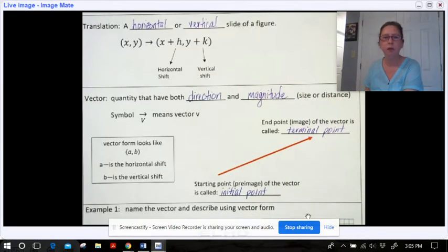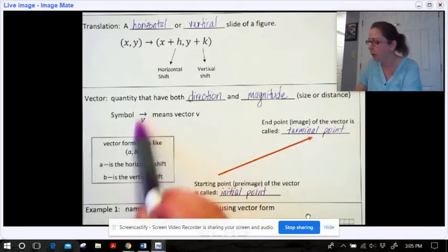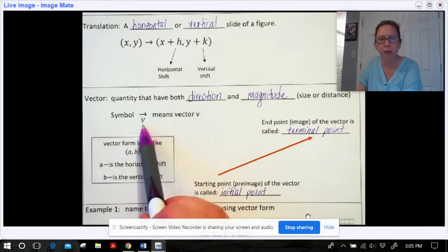This symbol right here represents a vector. That symbol means vector V. The line above it with the arrow means vector, and the V underneath it is the name of the vector.